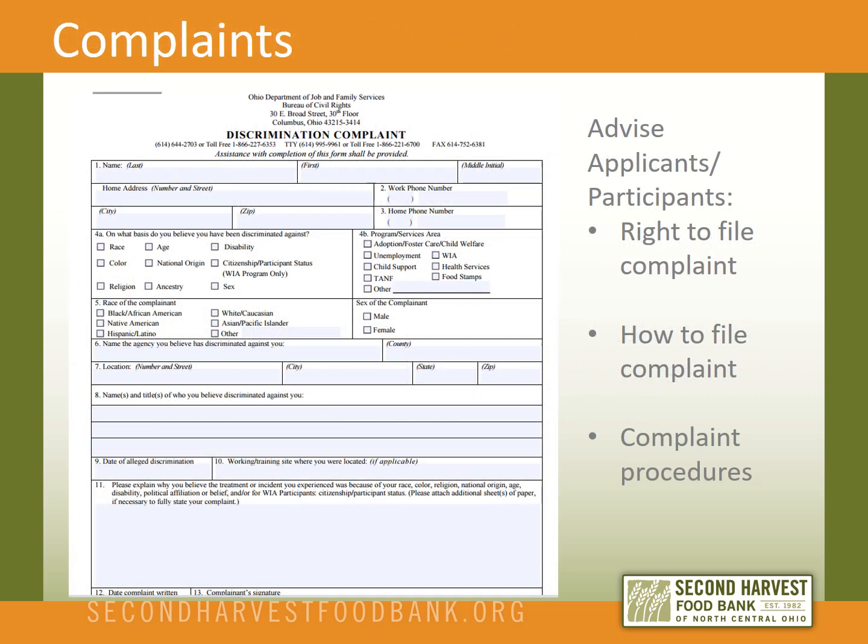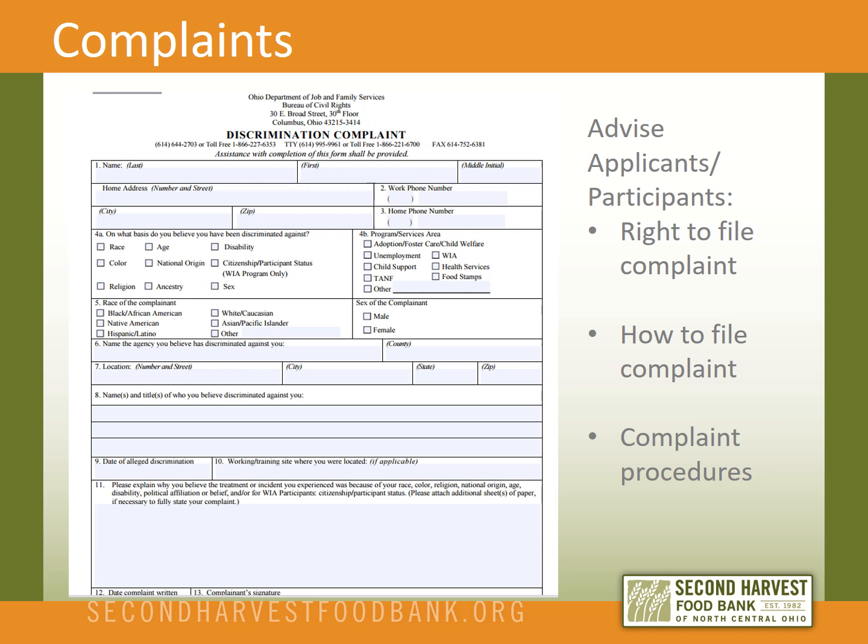Going back to that question, what if somebody wants to file a complaint? As a recipient of TIF App and SHFBNCO funding, you are required to have some sort of complaint process in place. That can simply be having this complaint form on file and working with that individual to fill out the complaint form. Now, chances are, if somebody wants to file a complaint against you, they're not likely to come directly to you or to your program in order to do that. They're probably going to go straight to the USDA, talk to Second Harvest, or go to the ODJFS.